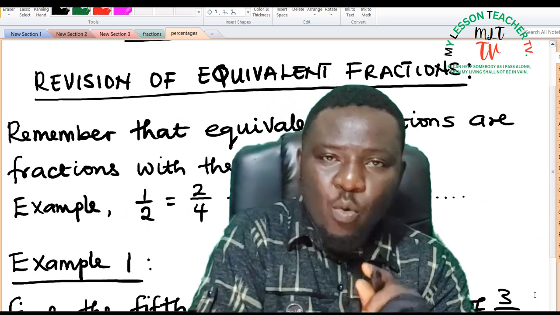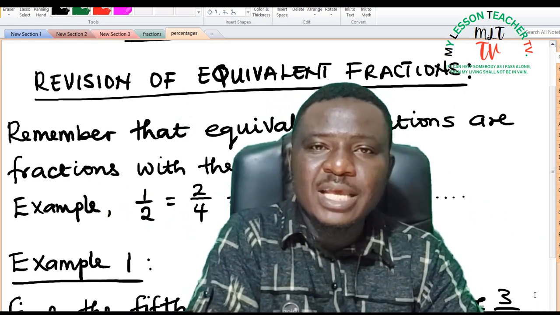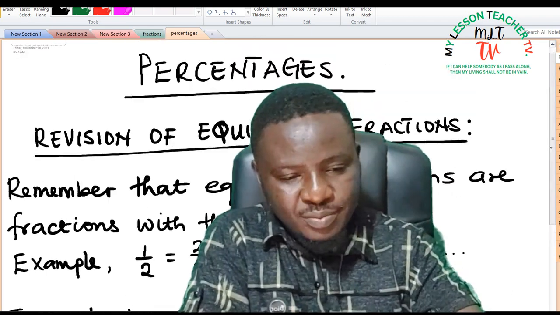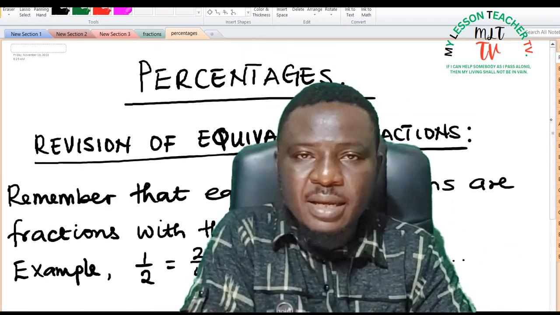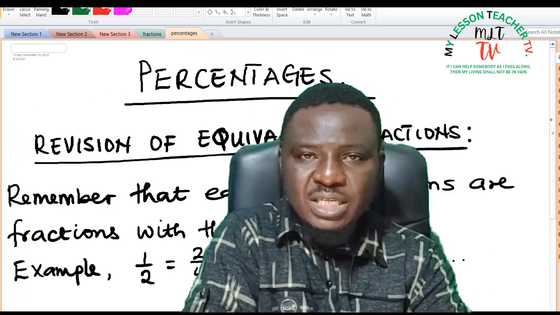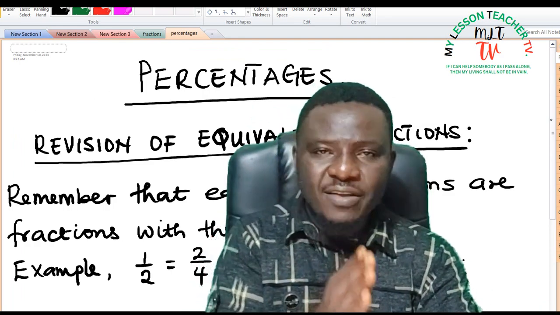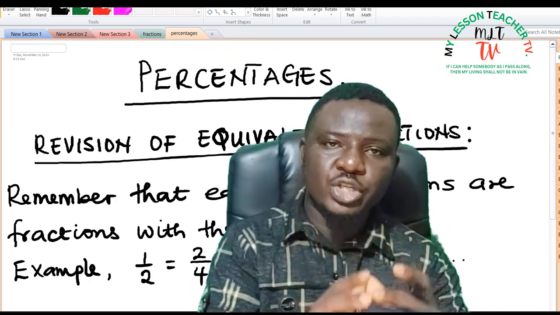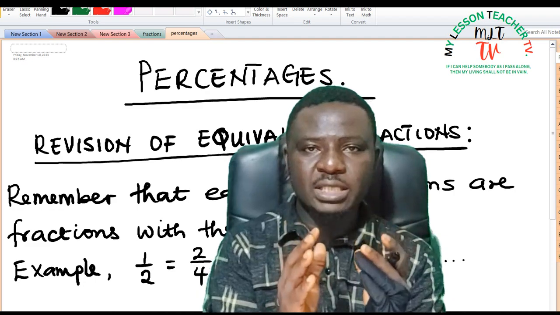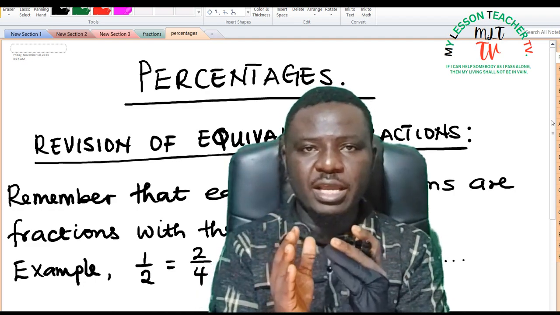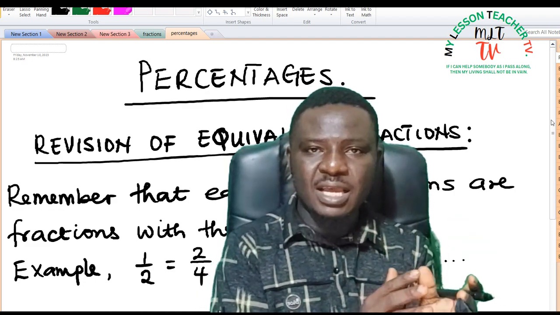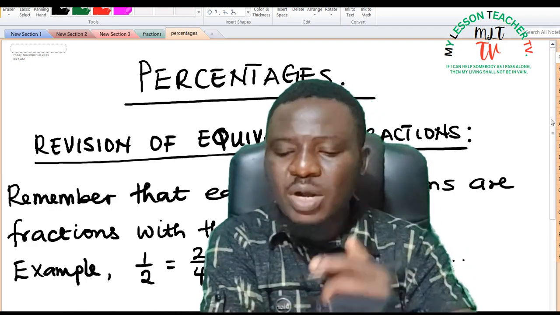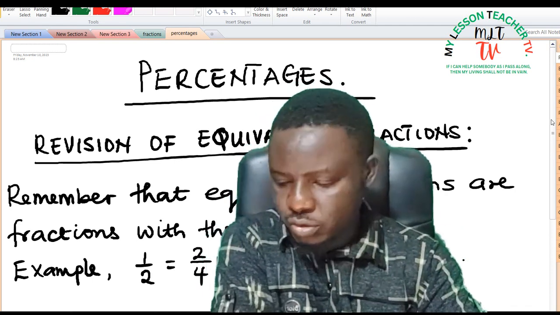Good day and welcome to today's class. In today's class, we shall be looking at percentages. But before we look at percentages, let us take a revision on equivalent fractions. With this knowledge, you will be able to calculate the change in prices of goods and services and express them in percentages. So let's look at equivalent fractions.